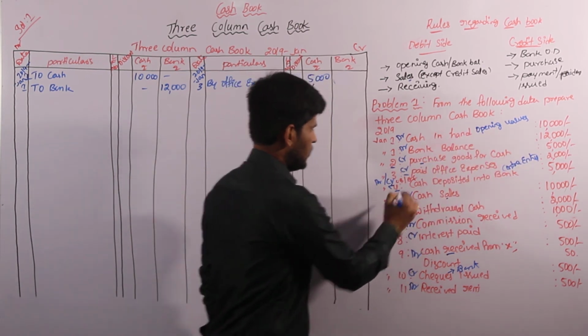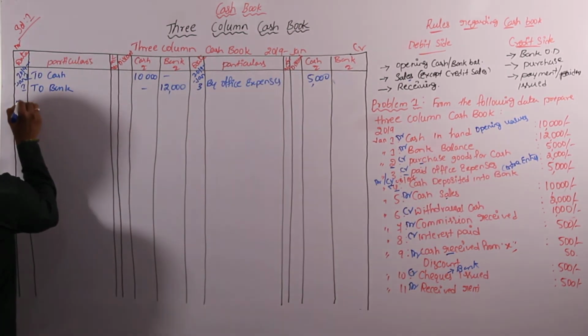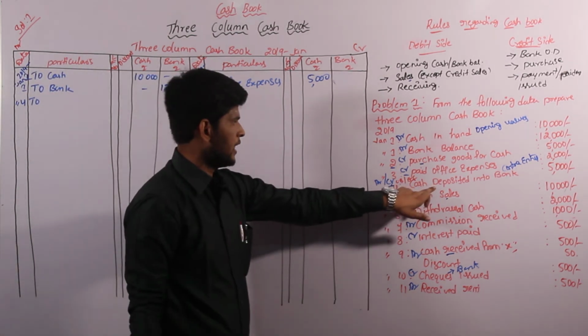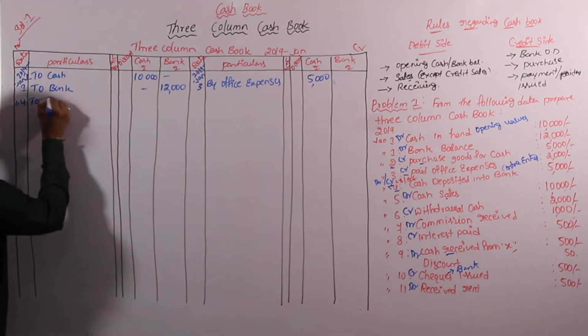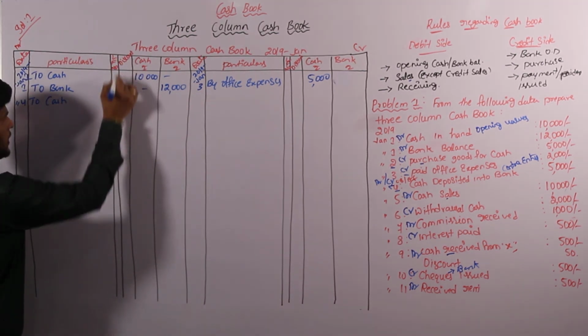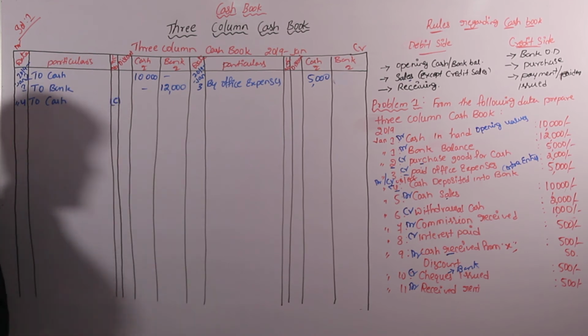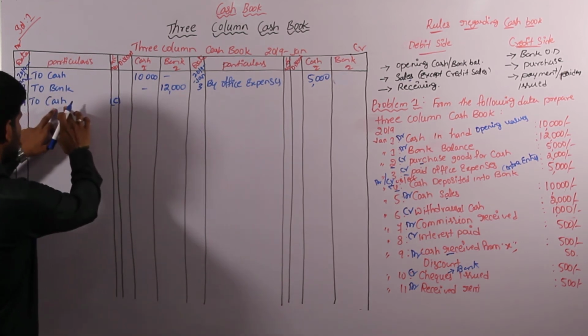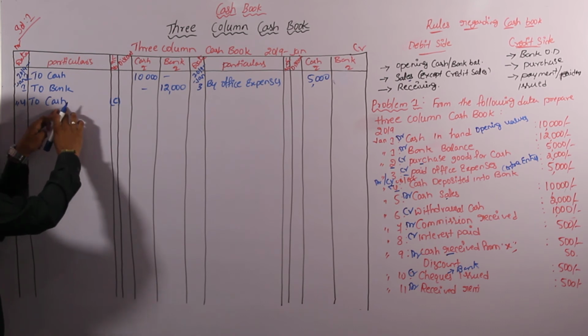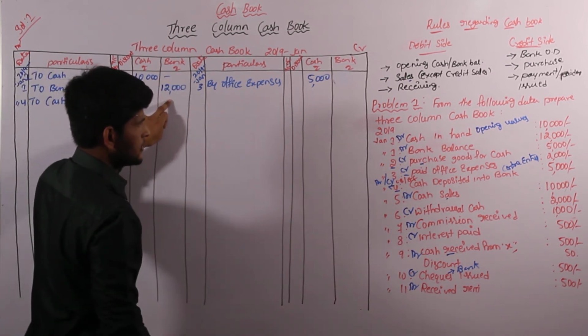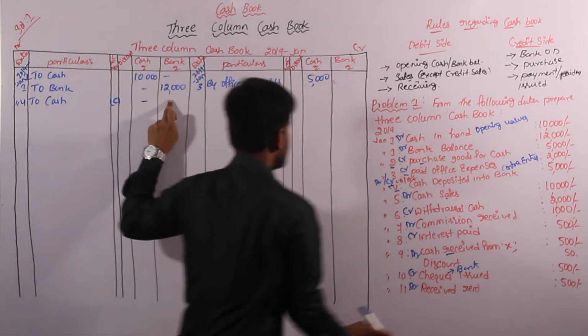The day is the 4th. Here we have to enter the same date, January. When the cash is deposited into bank, on the debit side we have to write cash. In the ledger folio column, write C. C is nothing but contra. There is no discount. When we write the contra entry on the debit side as cash, we have to enter the amount in the bank column, that is 5,000.